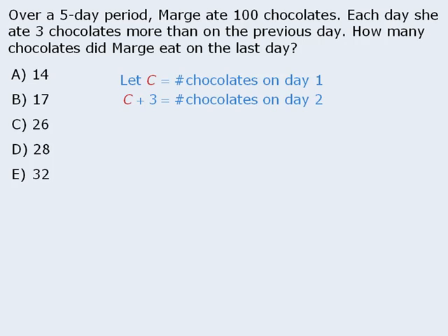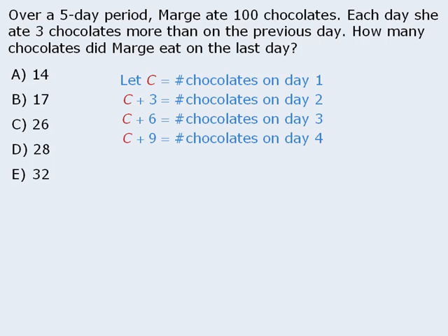Similarly, if she ate C plus 3 chocolates on day 2, then on day 3 she must have eaten C plus 6 chocolates, since C plus 6 is 3 greater than C plus 3. Continuing this pattern, Marge ate C plus 9 chocolates on day 4 and C plus 12 chocolates on day 5. At this point, we can write an equation.